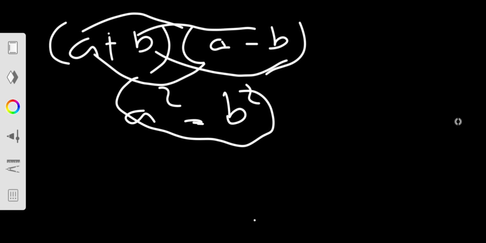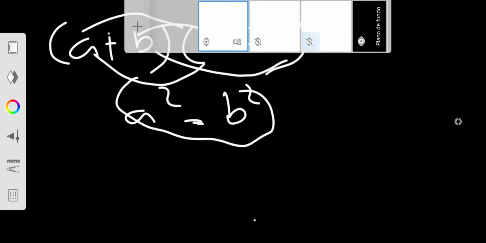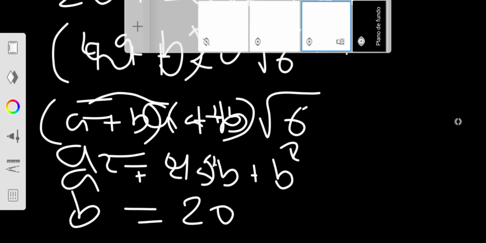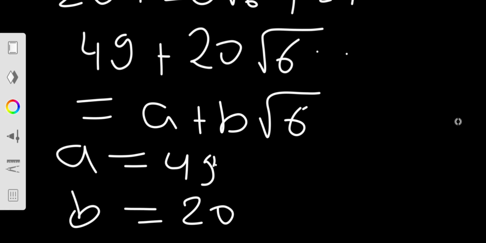Okay, so I don't know if I lost the answer. Yeah, this is our answer, 49 and 20 for a and for b.